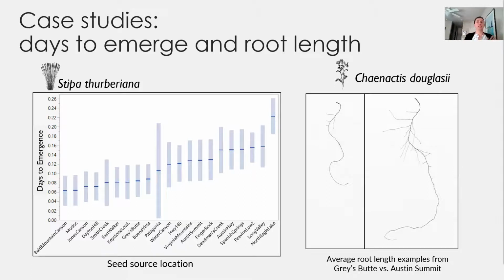So here are just two mini case studies. First was Stipa thurberiana. This graph is showing the different seed sources plotted against the days to emerge. And you can see that some sites like Bald Mountain Canyon, all the way on the left, favored emerging early, whereas North Eagle Lake, all the way on the right, took its time. And then this other figure is showing the difference between the two sides of the root length spectrum for Elymus glaucus, where Gray's Butte tended to grow significantly smaller, it's on the left here, and shorter roots than those that were coming from Austin Summit, which were much bigger.